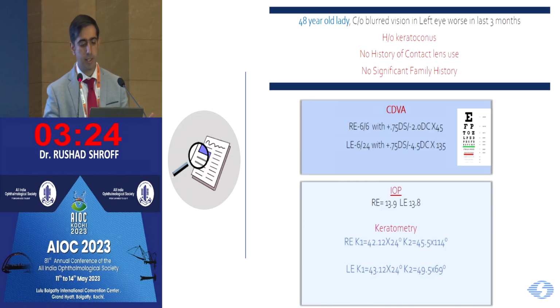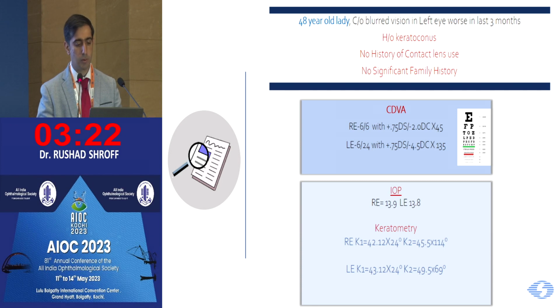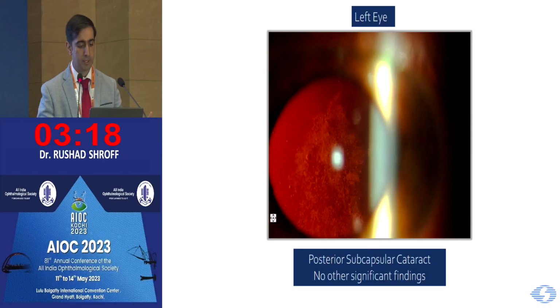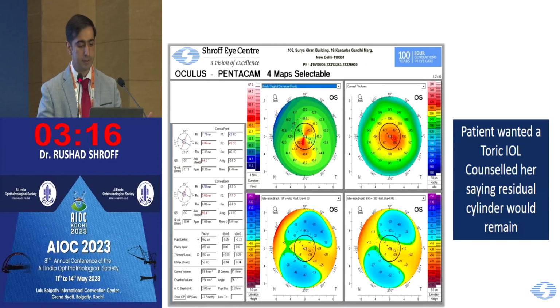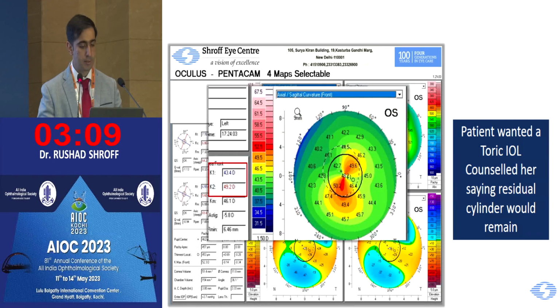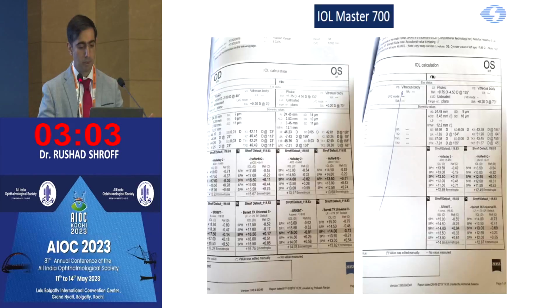So here are some examples. This is that of a 48-year-old lady with keratoconus. She had significant cataract in the left eye, which is basically of a posterior subcapsular nature. This was the tomography. The patient wanted a toric IOL. We counseled her saying that there would be some amount of residual cylinder because the IOL power we were getting was more than the highest that can be corrected with the imported lenses.